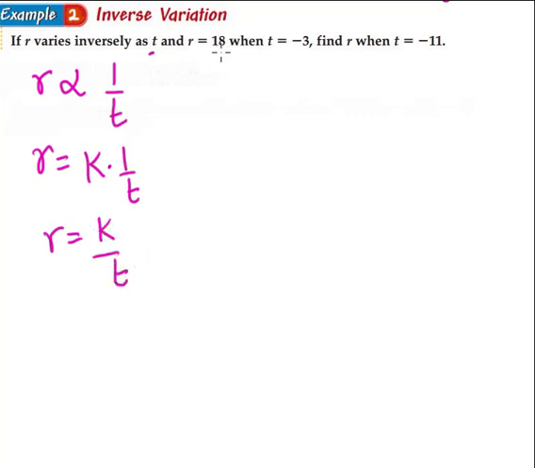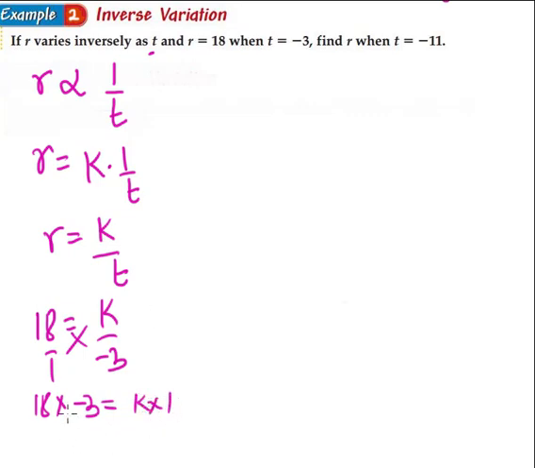Now we have r equal to 18 and t equals -3. We can use this to find the constant of proportionality. R equal to 18, t equals -3. We can easily find k. I'll cross multiply to get 18 times -3 equal to k times 1. 18 times 3 will give us 54. Because of the negative sign, we have -54 equal to k. So since k is equal to -54, I can replace it here. I'll have the relationship r equal to -54 all over t. And this is our relationship.